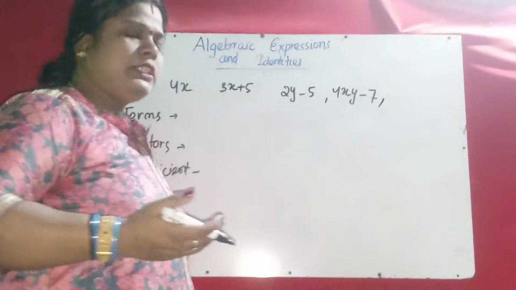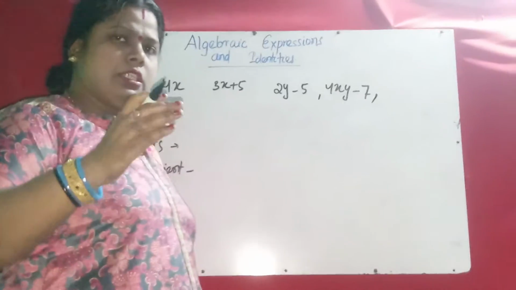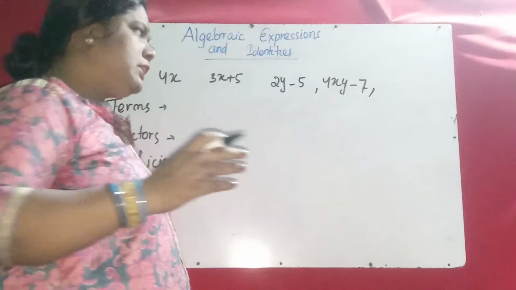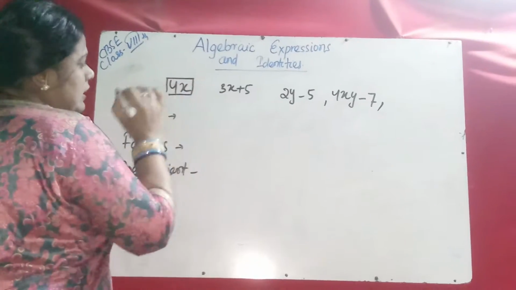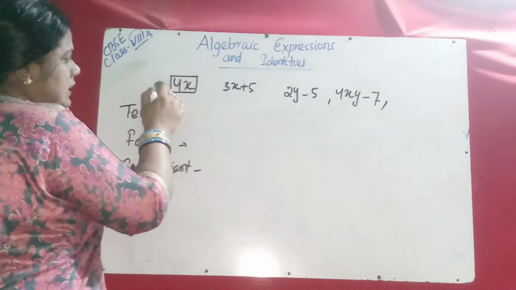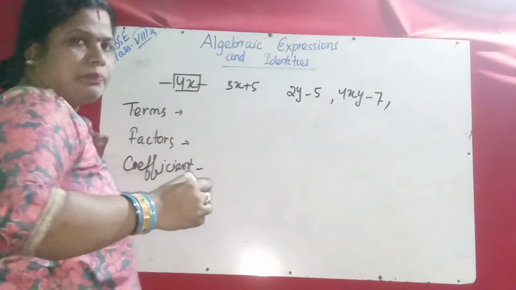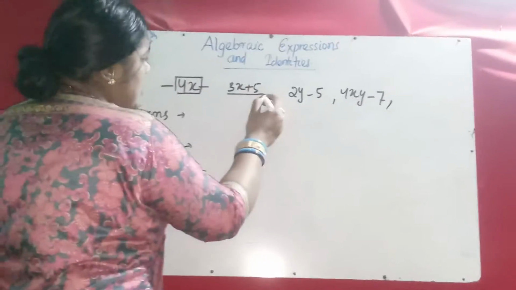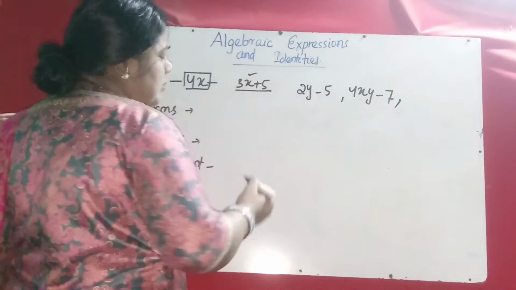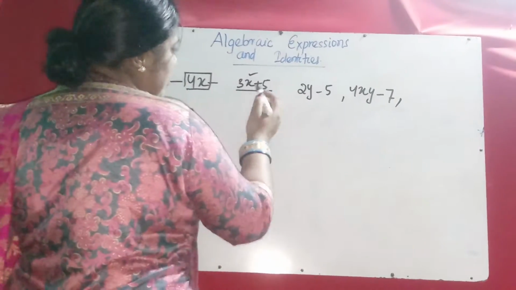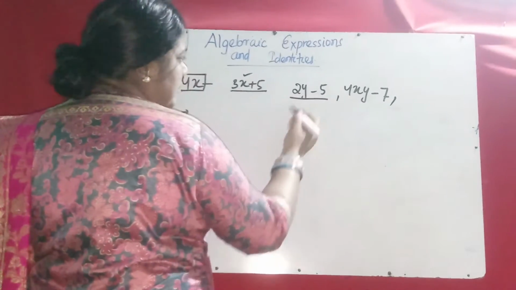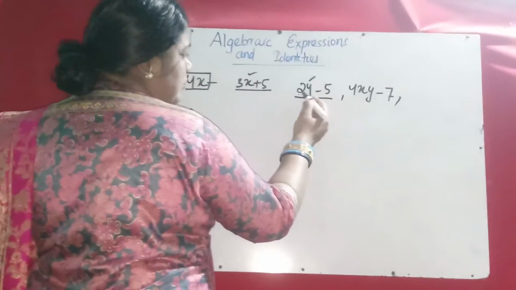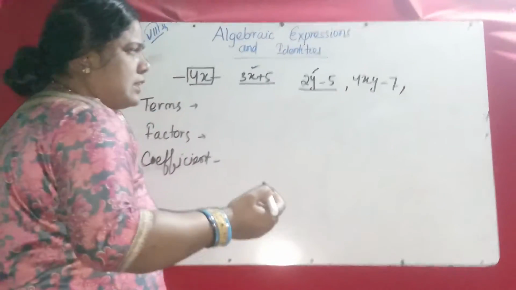So variable means a value that is not constant. Constant means a number. Suppose here 4x. It is an algebraic expression. Here 4 is the constant, x is the variable. Here in 3x plus 5, x is your variable and 3 and 5 are constant values. Here also in 2y minus 5, y is your variable, 2 and minus 5 are your constant values.